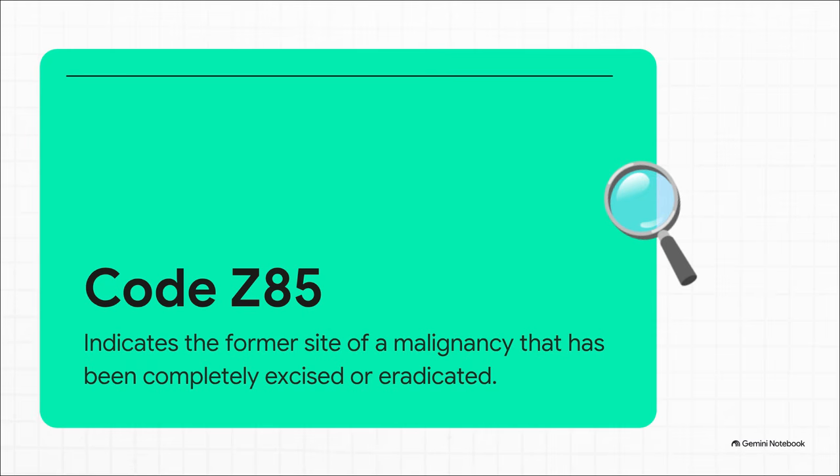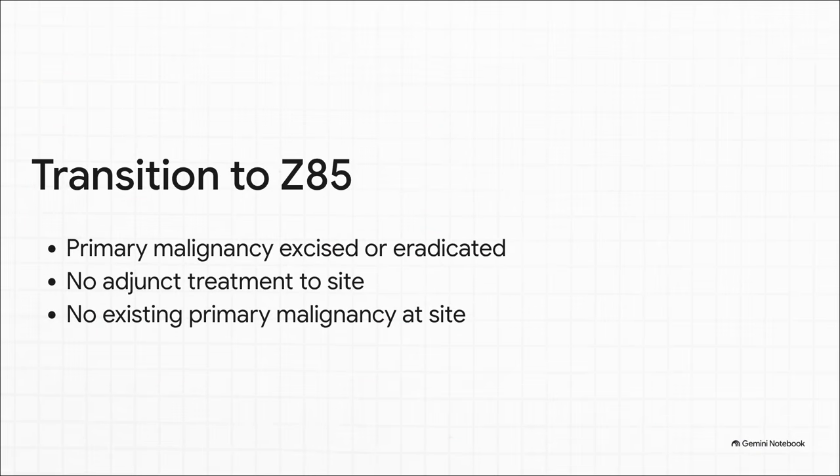But, as with pretty much all things in medical coding, using this history code comes with incredibly strict prerequisites. To completely strike through that active C code and switch to a Z85 history code, 3 things must be true. 1. The primary malignancy is totally excised or eradicated. 2. There is absolutely no further adjunct treatment, like ongoing chemotherapy or radiation, directed to that site. And 3. There is no evidence of any existing primary malignancy at that site. All 3 boxes must be checked. And here's a pro tip straight from the guidelines. You only use these specific Z85 codes for the former site of a primary malignancy, not a secondary one.